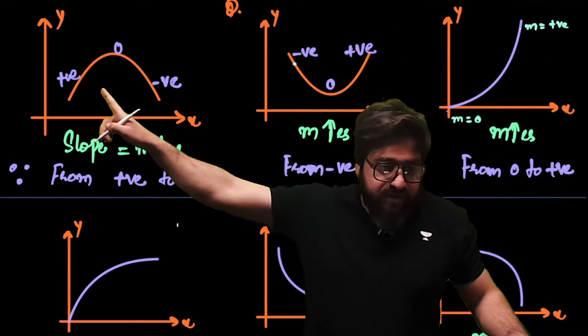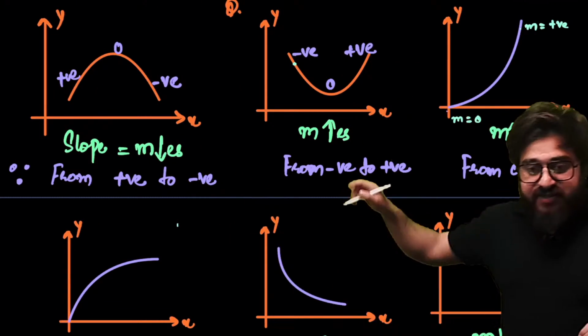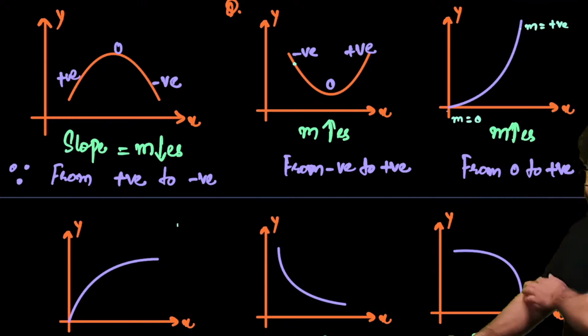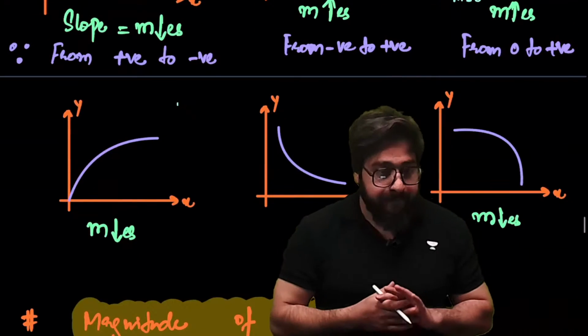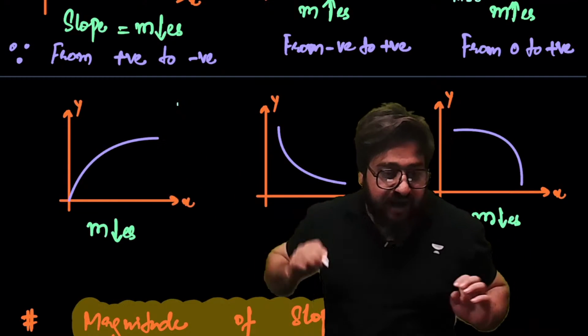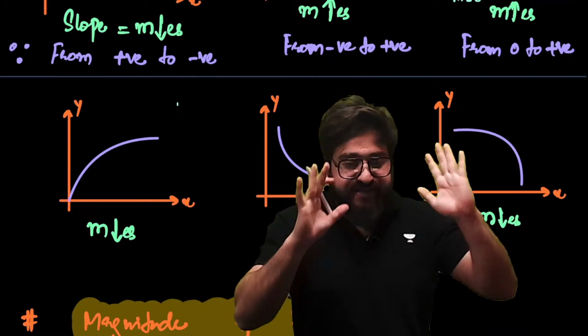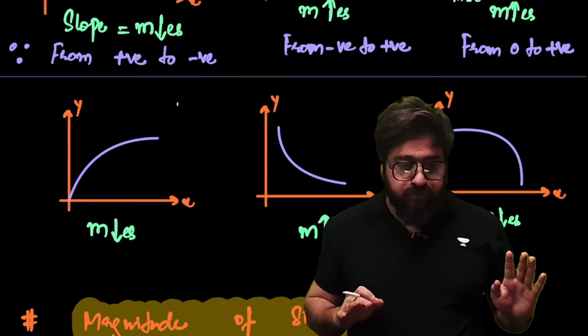This is the graph where slope is decreasing. This is the graph where slope is increasing. This is also a graph where slope is increasing. Similarly, you can check for this graph. Is the slope increasing or is the slope decreasing?